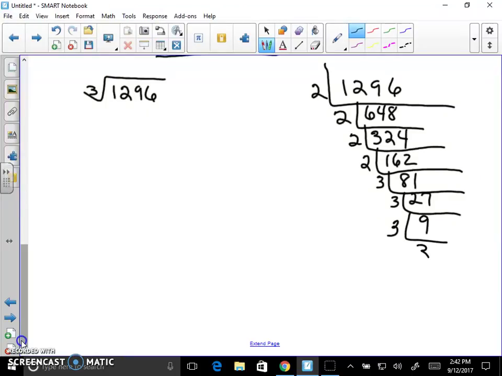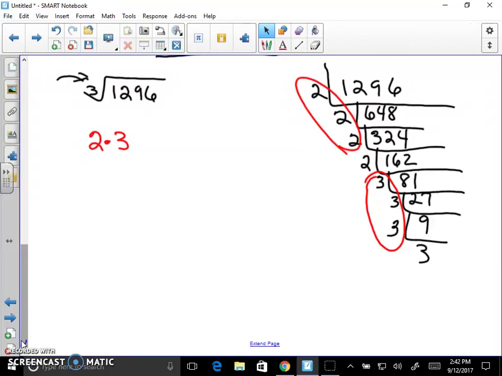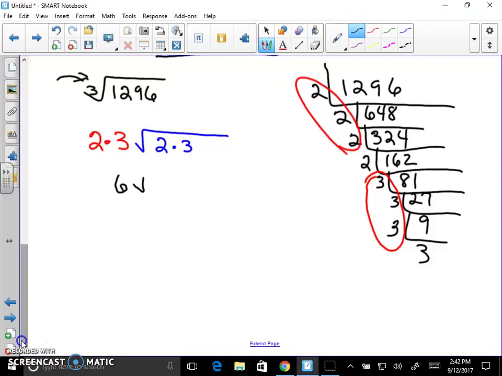3, and 3. Now since you're doing a cube root, notice this little number right here is a 3, it's a cube root, that means you need 3 of the same instead of 2 for it to come out. So you've got a 2, 3, and underneath the radical, 2 times 3 is left. So simplify. 2 times 3 is 6. Don't forget it's a cube root because we brought out 3 of the same factors, and 6.